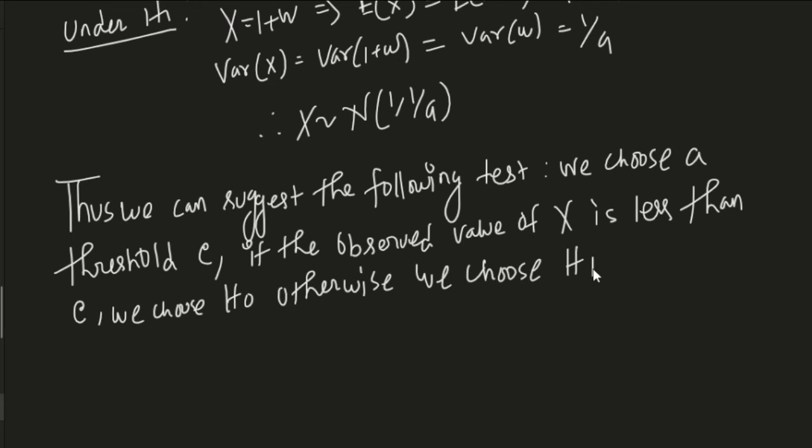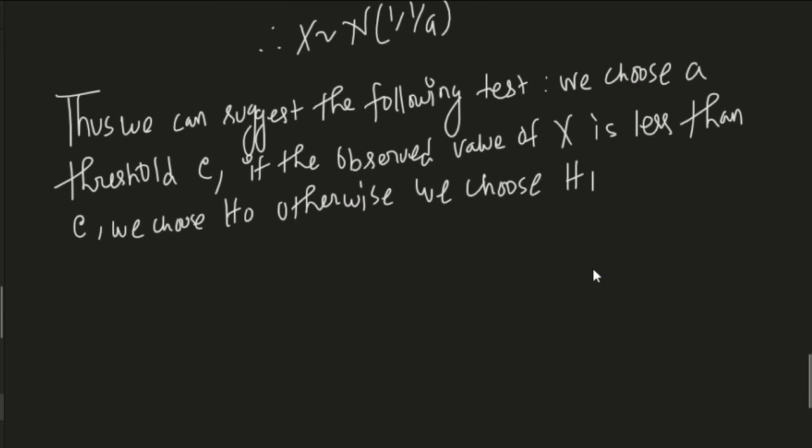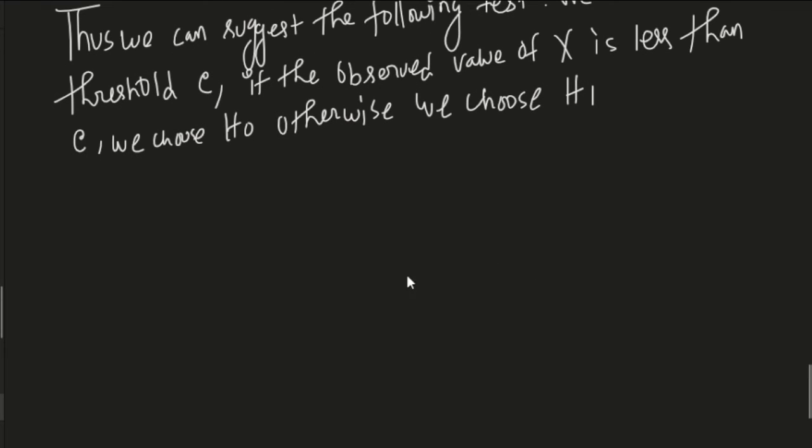Now what we are saying here is we can suggest the following test where we choose a threshold c, and if the observed value of x is less than c, we can choose H0. Otherwise, if it is larger than c, we can choose H1. So that's what we are going to do. Now to choose that c, we are going to use our required alpha. So let's see. Probability of type 1 error is basically reject H0.